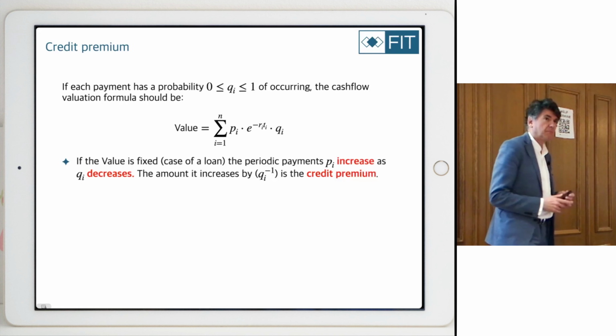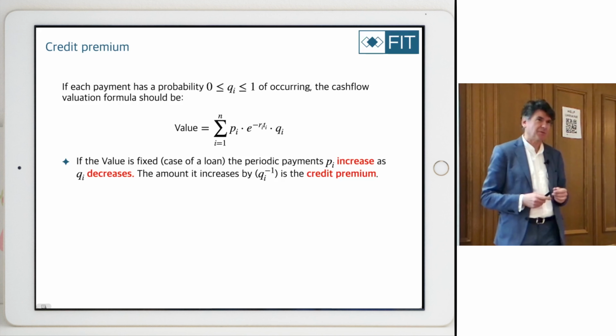Is there like an issue with dependence? No, it's coming. Don't worry, it's coming.